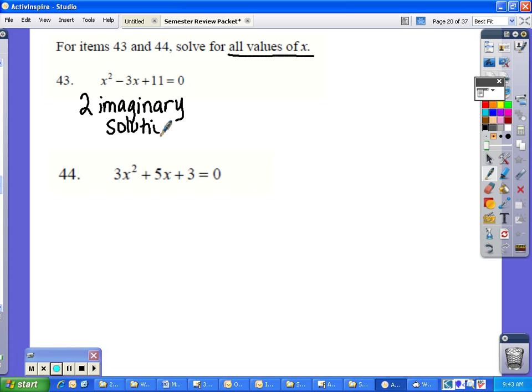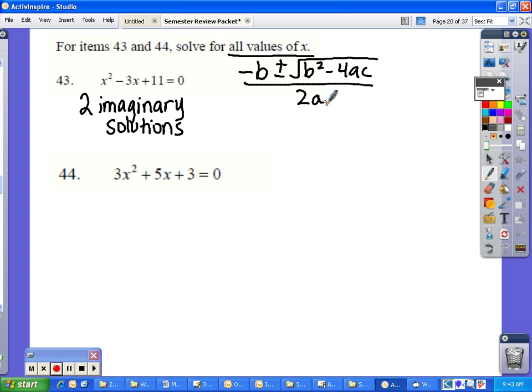The best way to solve this one is going to be by using the quadratic formula. The quadratic formula is negative b plus or minus the square root of b squared minus 4ac, all over 2a. And if some of you are thinking about this in terms of Pop Goes the Weasel, you'll remember back to our song that we did to memorize the quadratic formula.